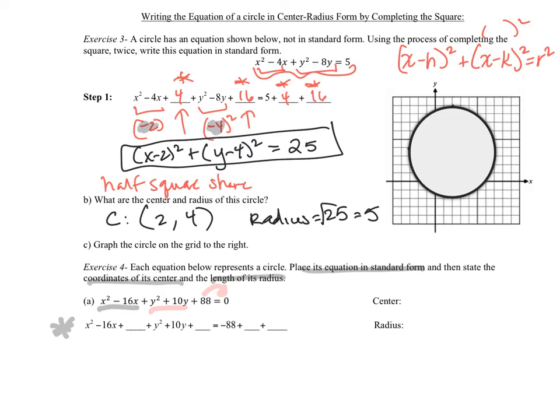Okay, so what goes in my spaces? Half the middle, square it, share it. Half the middle, square it, share it. And what you're doing is creating perfect trinomial squares here. What multiplies to 16 and adds to -16?